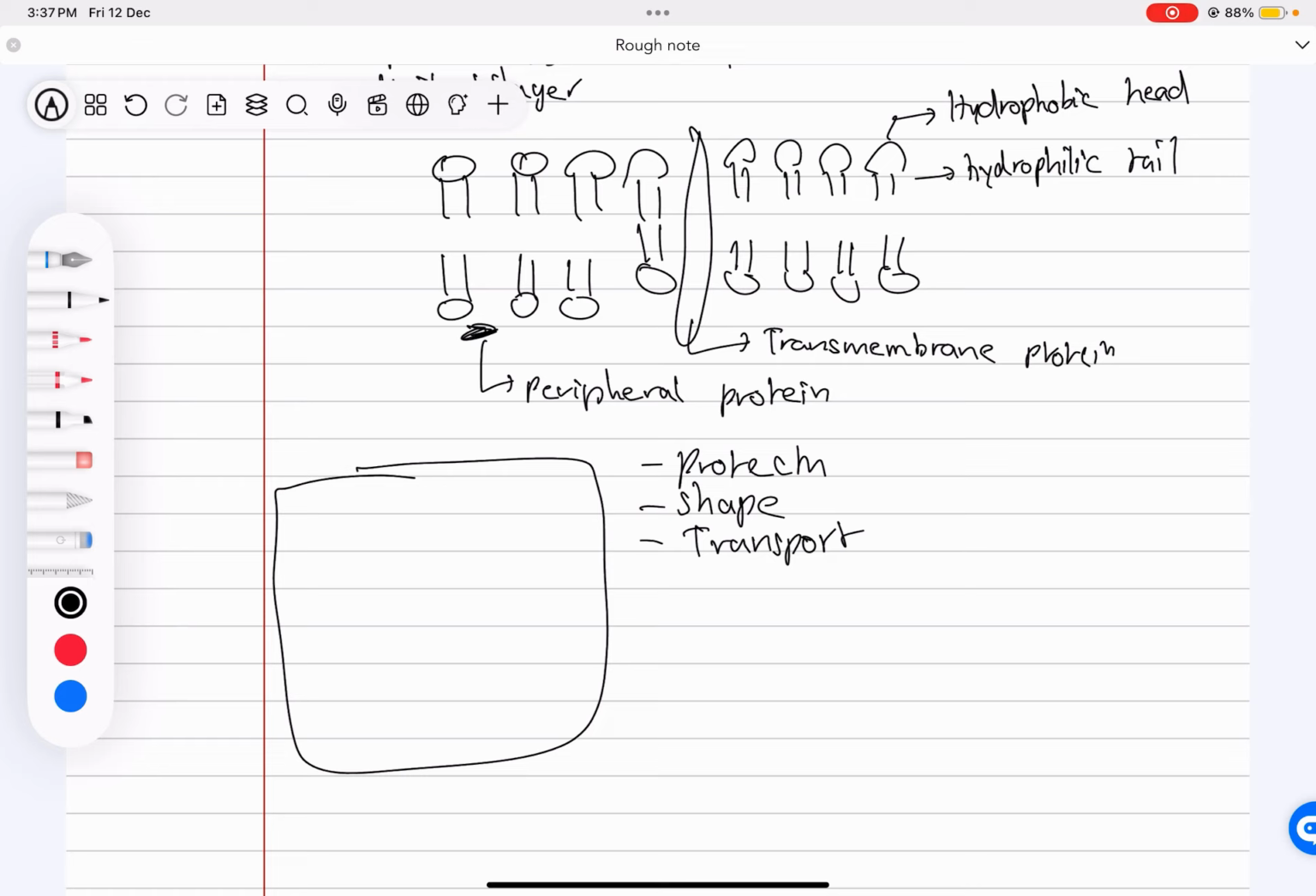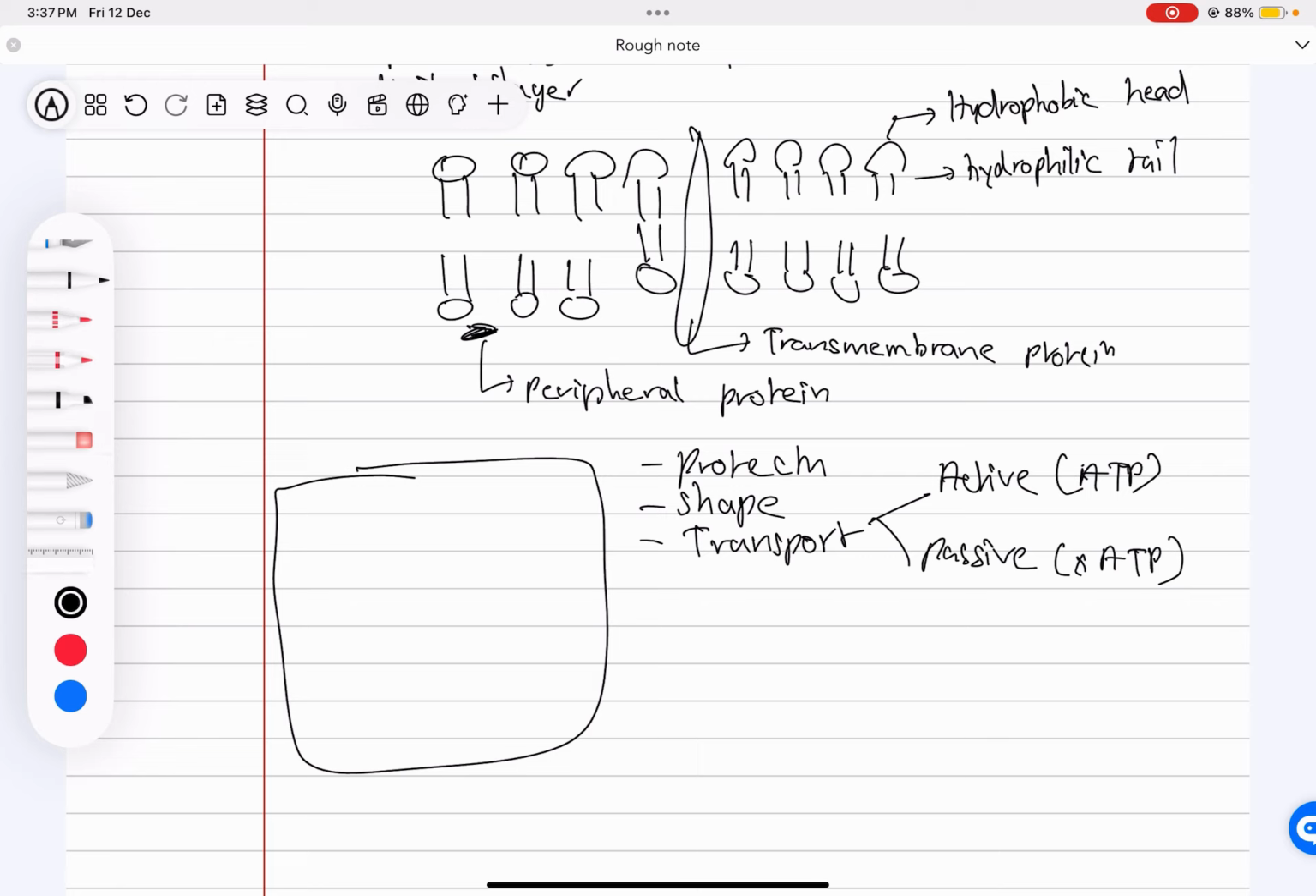As far as transport is concerned, we have active transport and passive transport. In active transport, ATP is used. If ATP is not used, it is passive transport. Active transport is going against the gradient. In passive transport, it is along with the gradient.